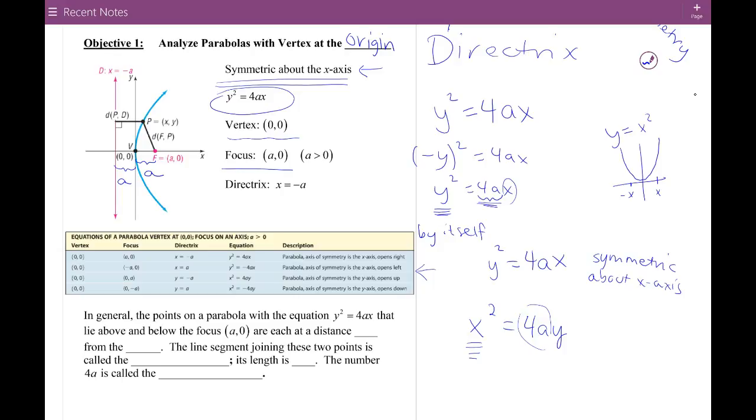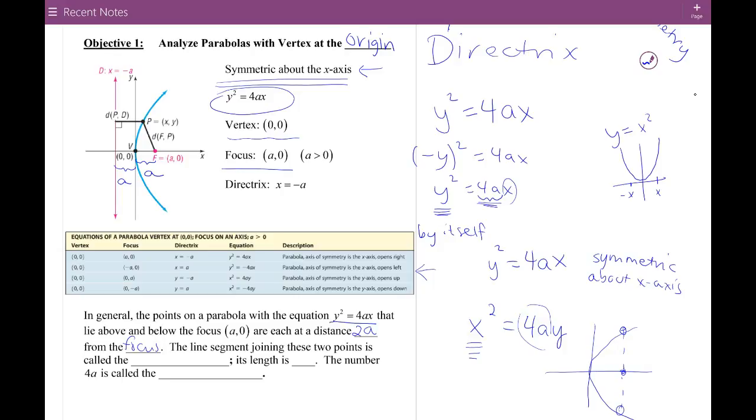So in general, the points on a parabola with the equation y squared equals 4ax that lie above and below the focus. So we have this parabola, we figured out where the focus is, we go straight up to a point on the parabola and straight down to a point on the parabola. They're each at a distance of 2a from the focus. So that's the significance of that a quantity. It tells you how wide open the parabola is, whether it's a narrow opening or a wide opening.